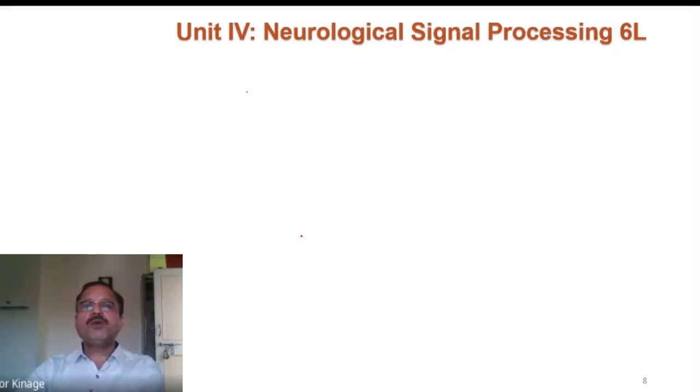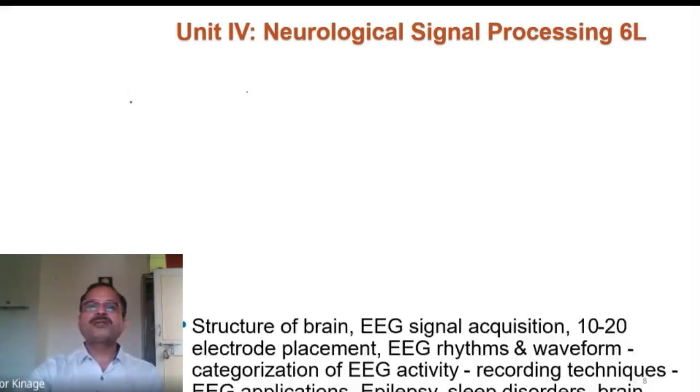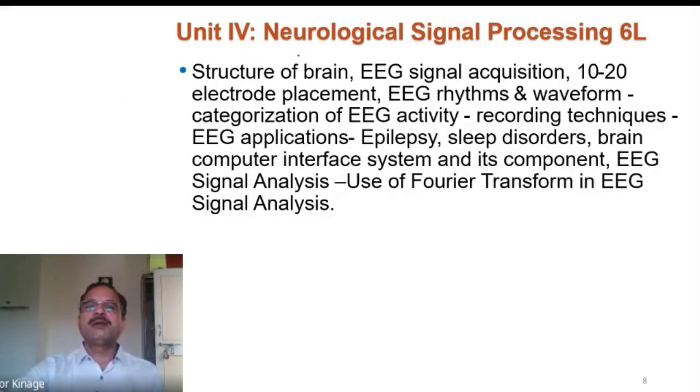Then unit number 4 is about neurological signal processing. So in unit number 2, we'll be studying the basic working of our nervous system, how our brain and all the nerves inside our body, how the electrical signals are processed, how the electrical signals are generated, and what their characteristics are. Okay. So unit number 4 will be about the processing of neurological signals.